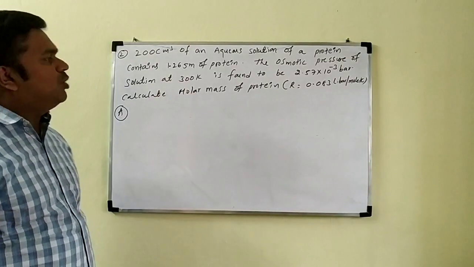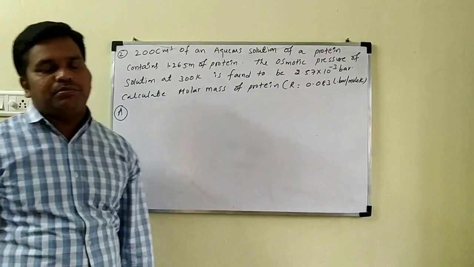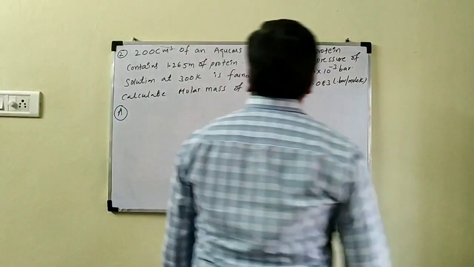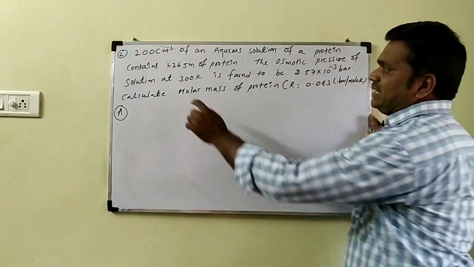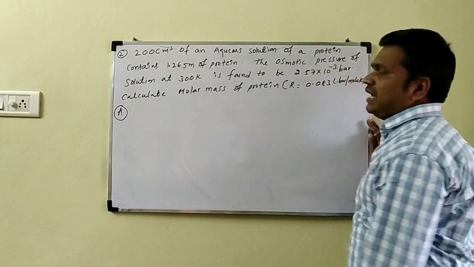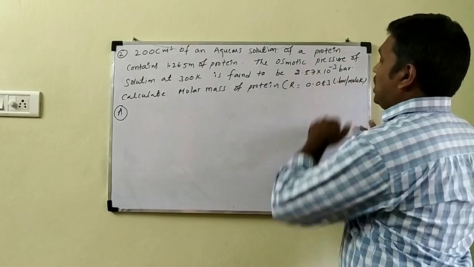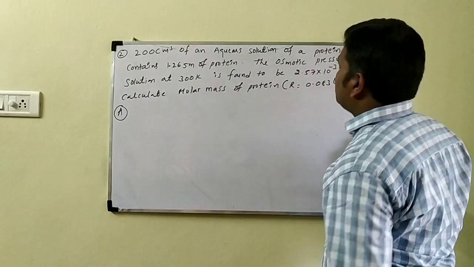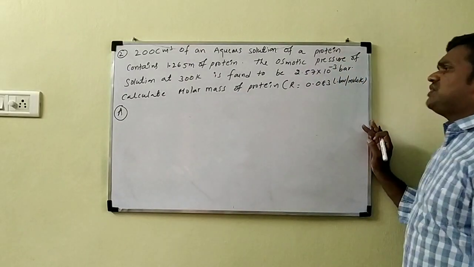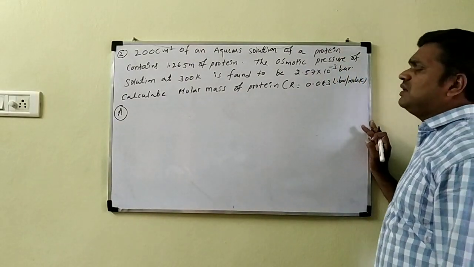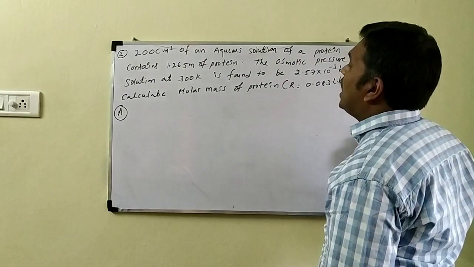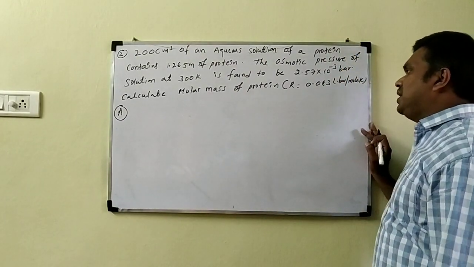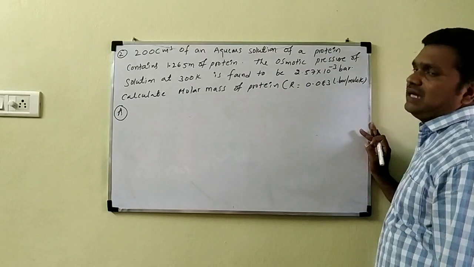So let us see one more problem on colligative property. 200 centimeter cube of an aqueous solution of a protein contains 1.26 grams of the protein. The osmotic pressure of the solution at 300 Kelvin is found to be 2.57 into 10 power minus 3 bar. Calculate the molar mass of the protein. R is given as 0.083 liter bar per mole Kelvin.